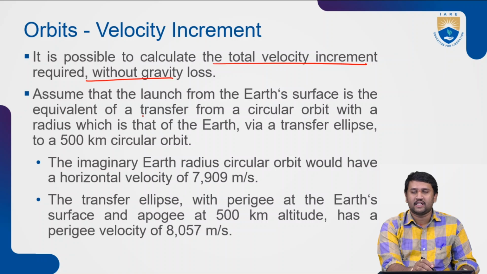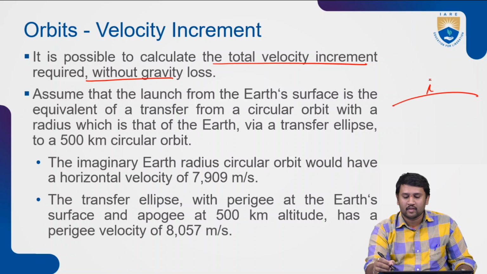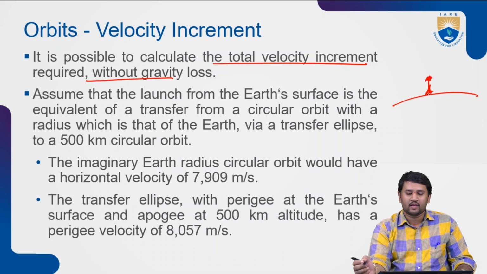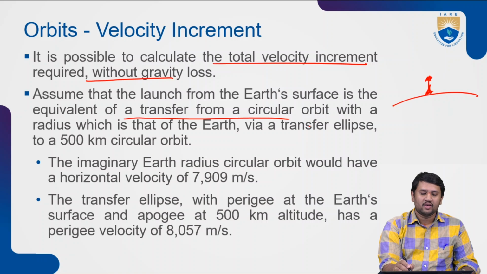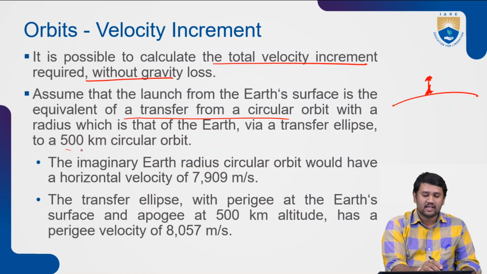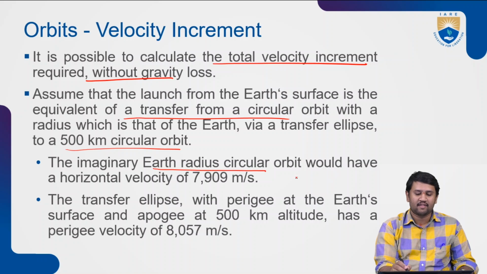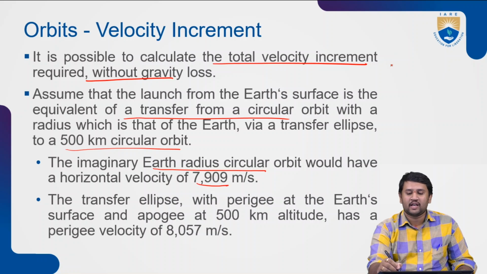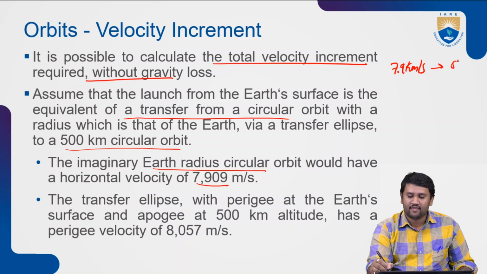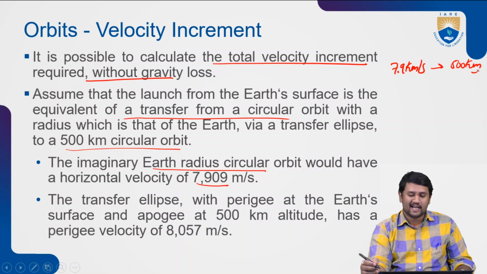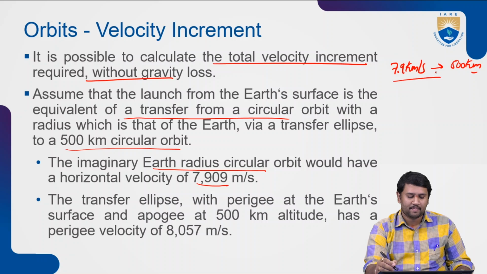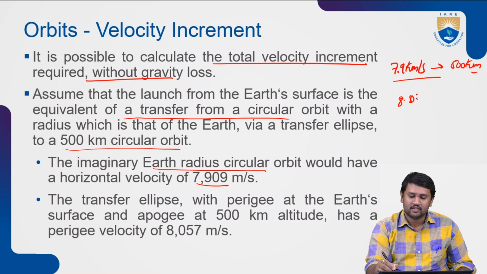First, let us assume a launch from Earth's surface, which is equivalent to a transfer from a circular orbit at the Earth's surface via a transfer ellipse to a 500 km circular orbit. A circular orbit at Earth's radius would have a horizontal velocity of 7.9 km per second, and the orbital velocity at 500 km is lower. A transfer ellipse with a perigee at the Earth's surface and apogee at 500 km altitude has a perigee velocity of 8.05 km per second.